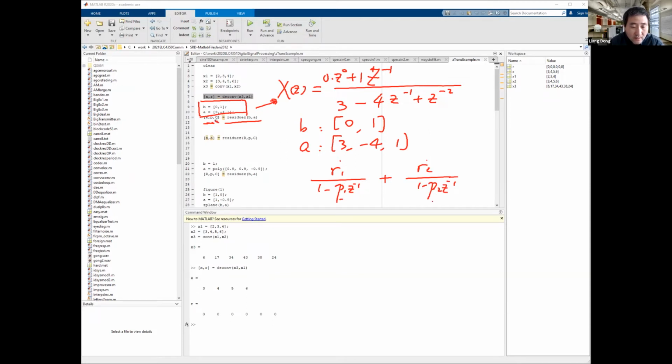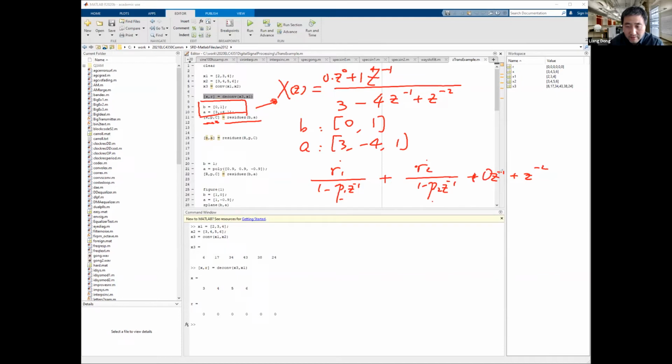And then C is what you get when you divide the polynomials. It's a quotient. So in our case, we don't have that term. Now, if this is an improper rational format, I'll have something here.